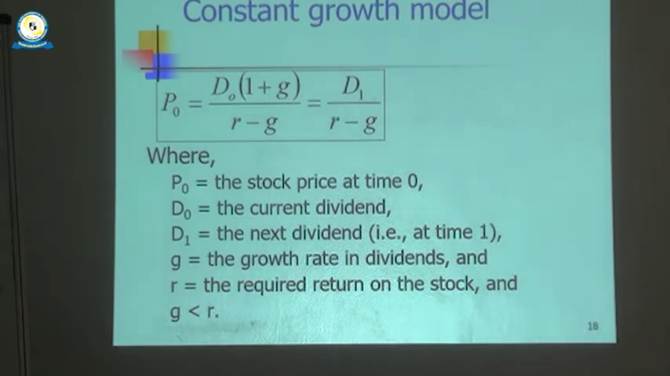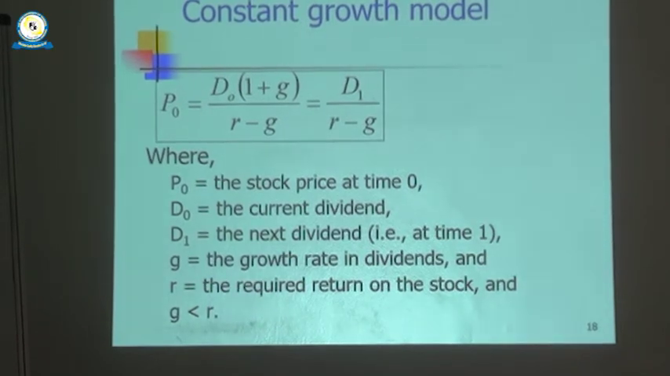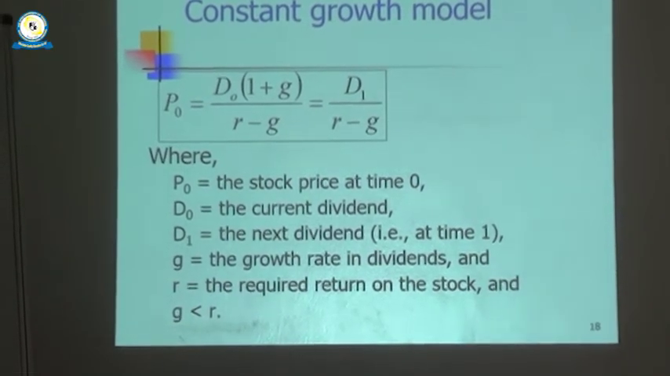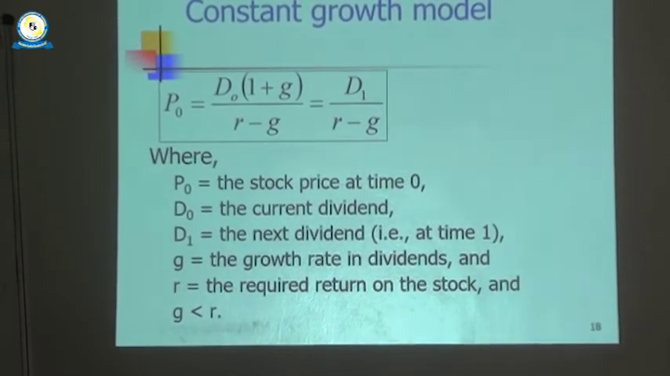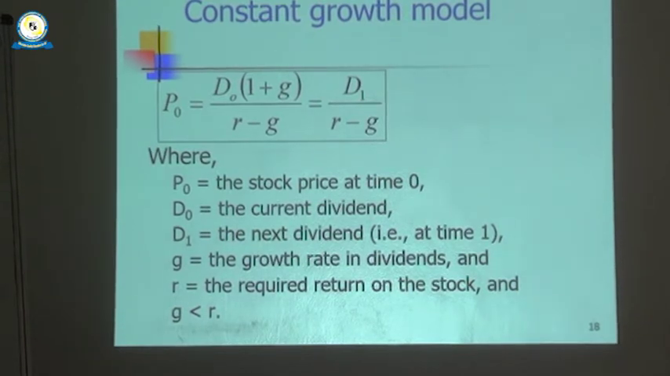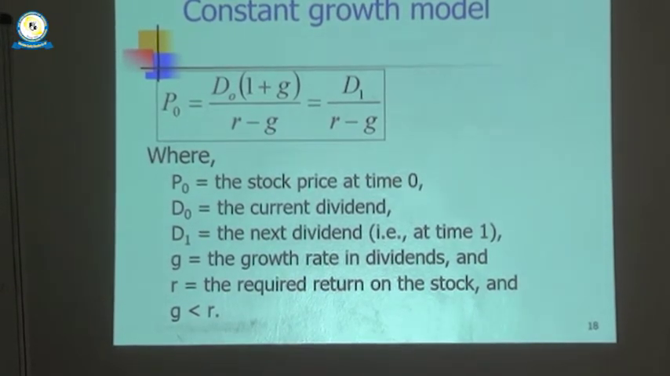In this case, price of the share P0 is equal to D1 over R. You take the expected dividend, you divide by the rate of return. The expected dividend, D1, and this is the rate of return, R.